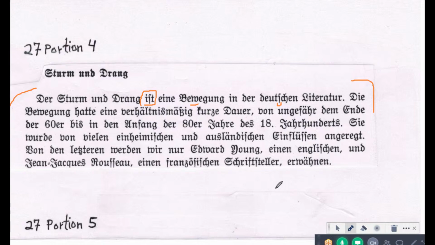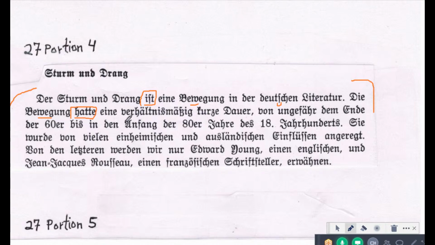Great. Going on. Die Bewegung hatte eine verhältnismäßig kurze Dauer. Everybody? Die Bewegung hatte eine verhältnismäßig kurze Dauer. So up to that point, where's your verb? Hatte. Good. And subject? Bewegung. Yeah. This actually, the Weg means the way. So Bewegung is a movement. It looks like an M, but it's a W here.